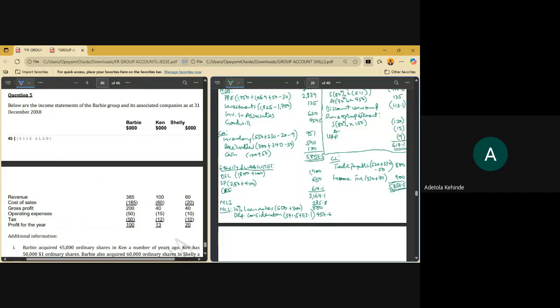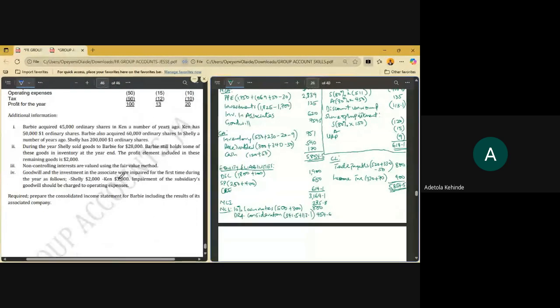Question 5. Below are the income statements of the Barbie Group and its associated company as of 31st December 20X8. Additional information: 1. Barbie acquired 45,000 ordinary shares in Ken a number of years ago. Ken has 50,000 $1 ordinary shares. Barbie also acquired 60,000 ordinary shares in Shelley a number of years ago. Shelley has 200,000 $1 ordinary shares. During the year, Shelley sold goods to Barbie for $28,000. Barbie still holds some of these goods in inventory at the year end. The profit element included in this remaining goods is $2,000.